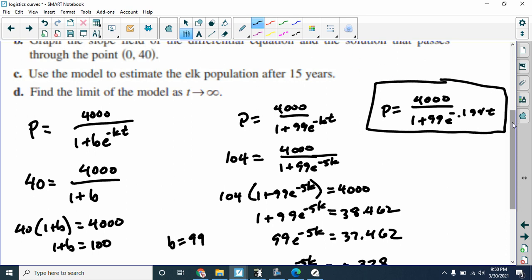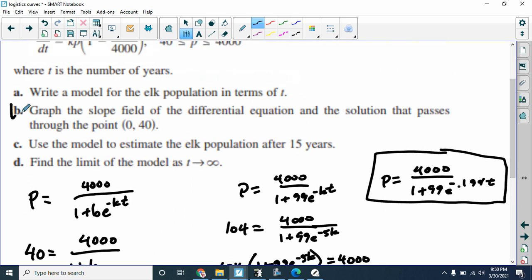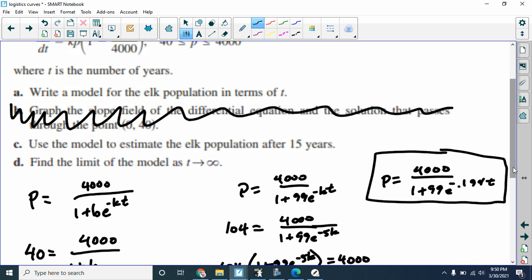We're not going to do part B here. It asks us to graph a slope field. We need to do that. Part C, use the model to estimate the elk population after 15 years. We're just going to plug in 15 for time into our equation here. I get 628.5. Let's round to the nearest elk, 629.